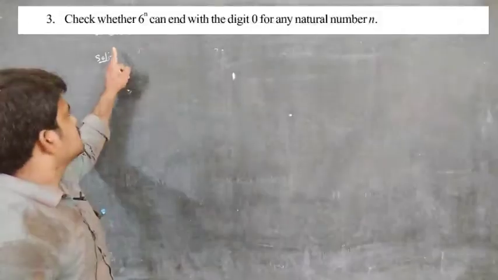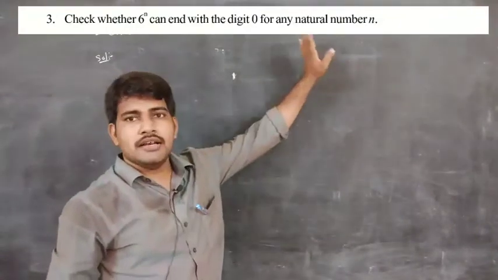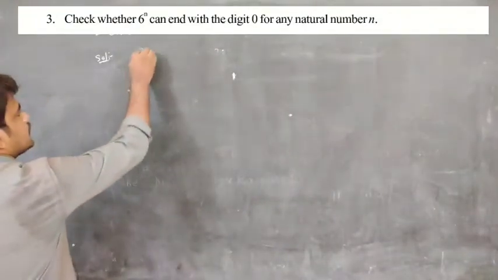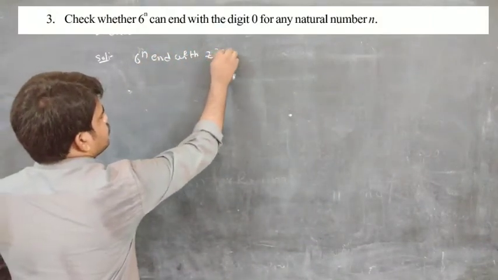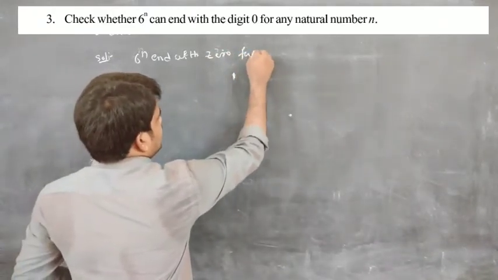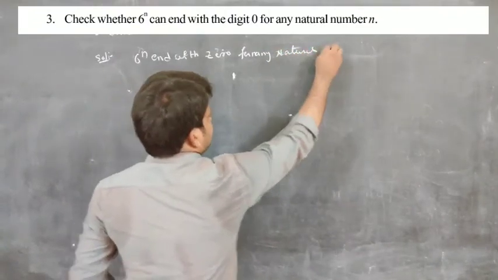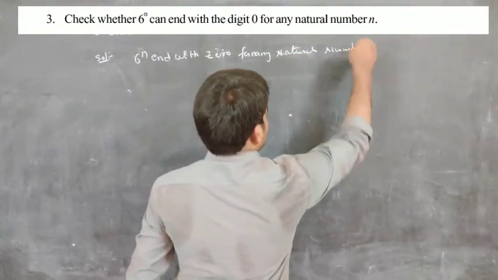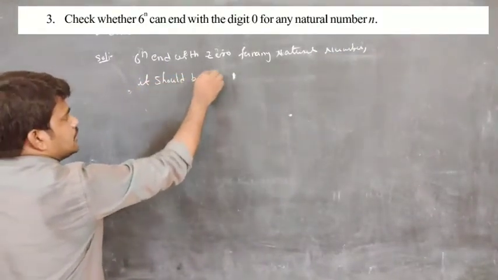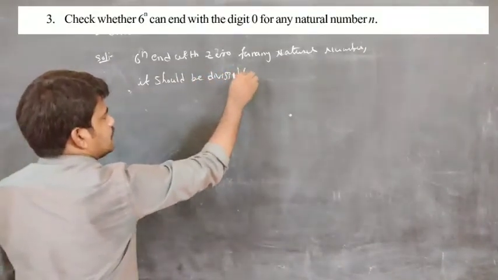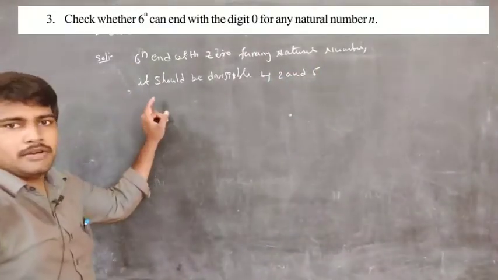Third question: check whether 6 power n ends with the digit 0 for any natural number. If 6 power n ends with 0 for any natural number, it should be divisible by 2 and 5. It is divisible by 2 and 5.